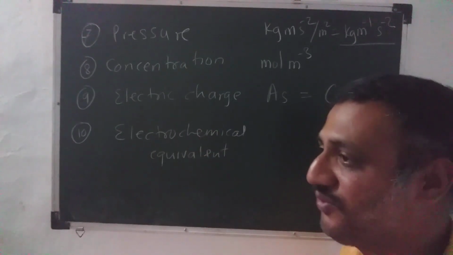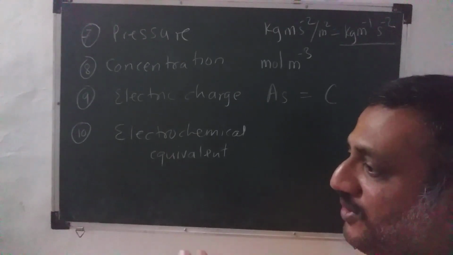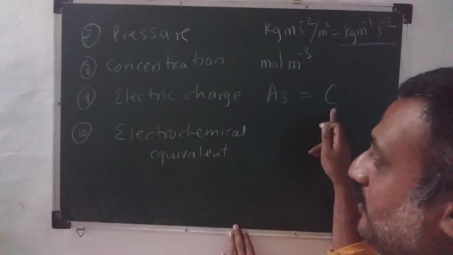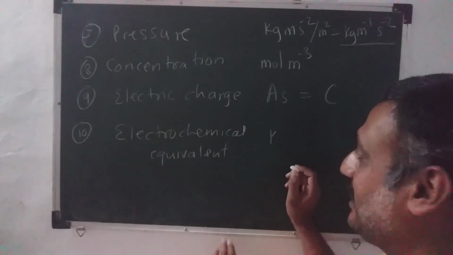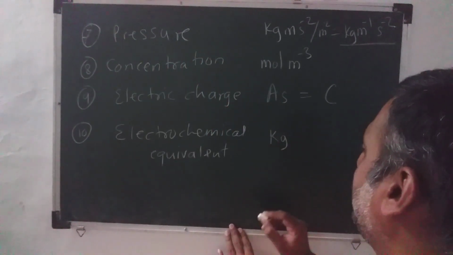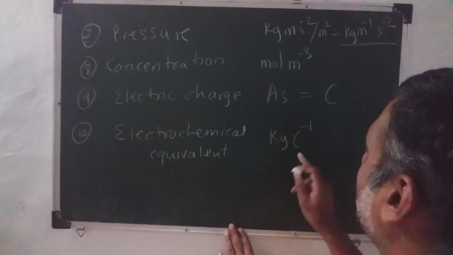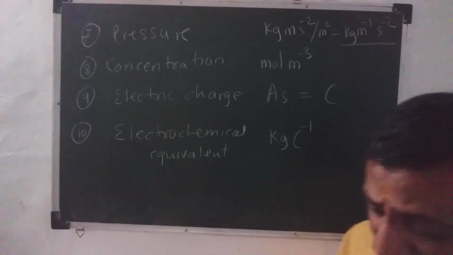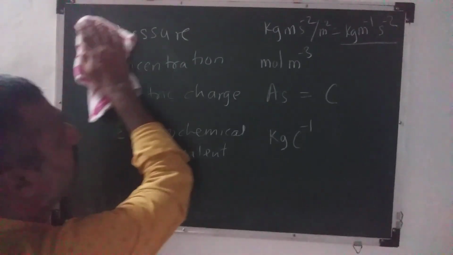And electrochemical equivalent, in electrochemistry this term will come, is nothing but the amount of substance liberated or deposited when we pass 1 coulomb electricity. So for the amount of substance, we should take the mass of substance, that is kilogram. How much kilogram substance will get deposited or liberated when we pass 1 coulomb electricity, that is the electrochemical equivalent. So this is about some derived units. I hope you are getting the idea, and simultaneously you might be copying.